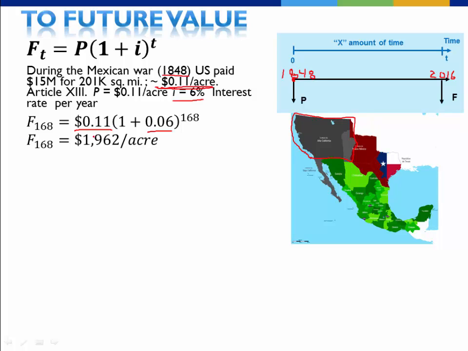So this translates into almost $2,000 per acre. So is this too much or too few? Actually, now we know that those 11 cents per acre in today's dollars are about $2,000. The current value in some of these places is on average $50,000 per acre. So as you can see, it was a very good bargain.